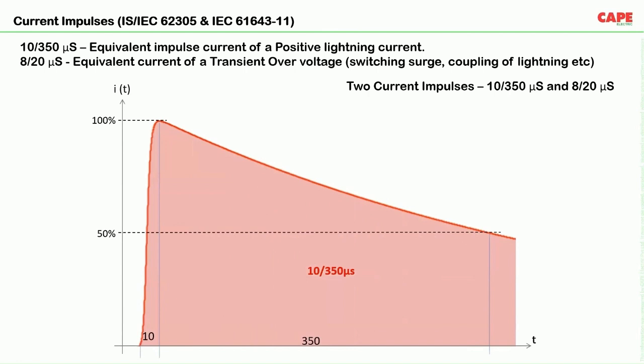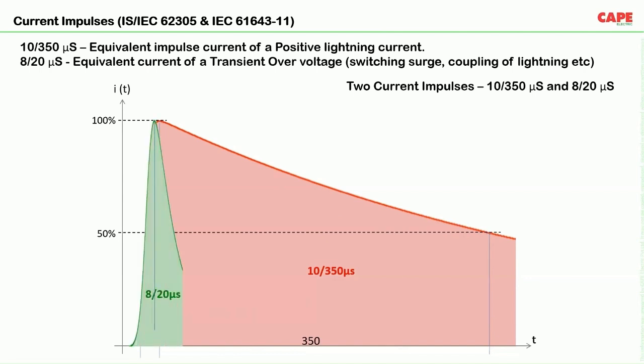See, this is a normal waveform of a 10 by 350 microsecond impulse. You can see this particular impulse goes from 0 to 100% of its peak value in 10 microseconds, and from 100% of its peak value to 50% of its crest value in 350 microseconds. Hence, it is called a 10 by 350 microsecond waveform.